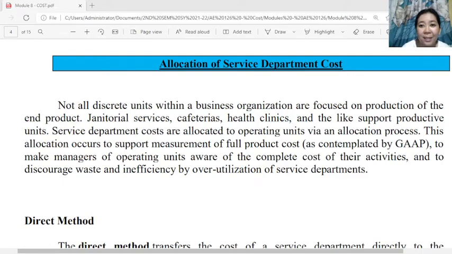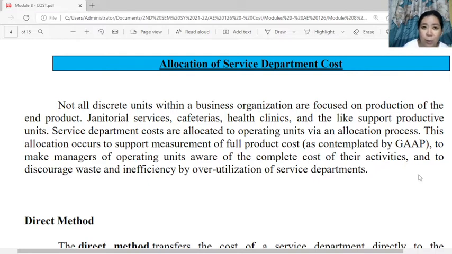Okay, so this is still the continuation of our Module 8, Accounting for Factory Overhead. So we are now in the second topic under this module, which is the allocation of service department cost. Basically, not all discrete units within the business organization are focused only on production of the end product.